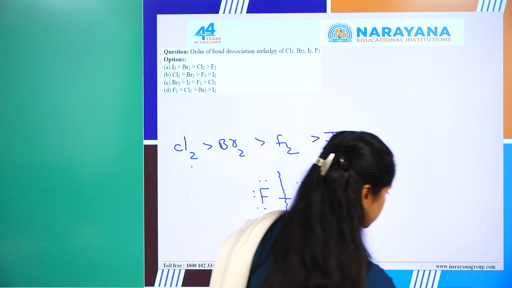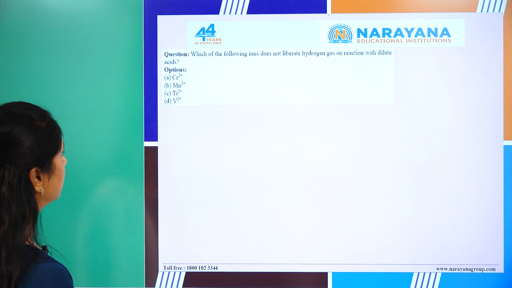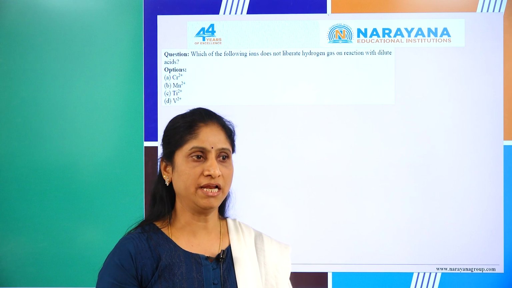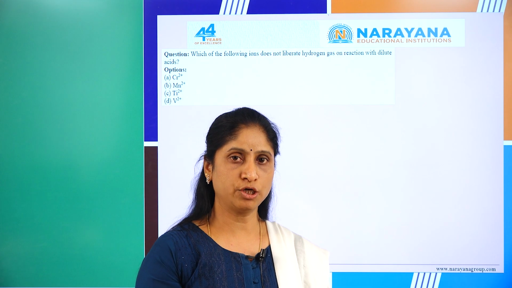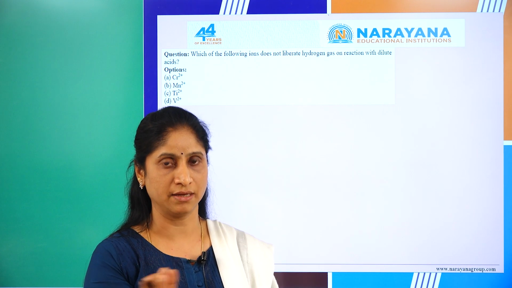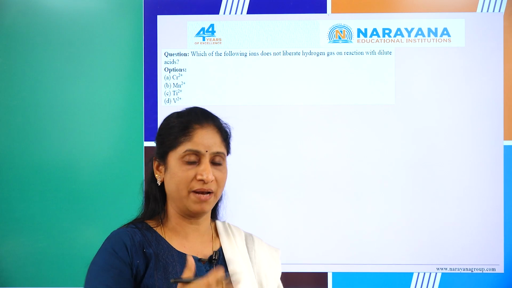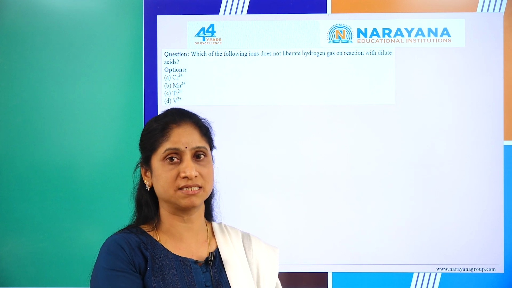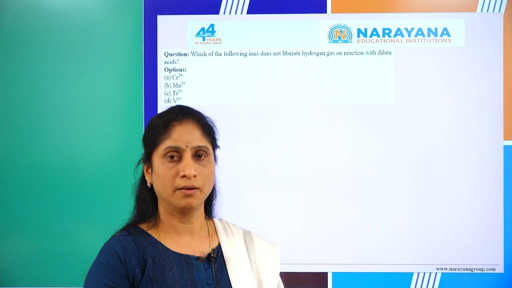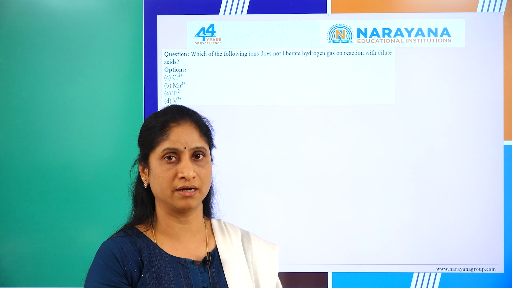So let us see the next question. Which of the following does not liberate hydrogen gas on reaction with dilute acids? If we go by the electrochemical series, the metal ions having a lower SRP value than hydrogen, whose standard SRP value we take as 0, have negative SRP, so they may or may not displace hydrogen from mineral acids. But those with positive values, like copper, silver and gold, cannot displace hydrogen from mineral acids.